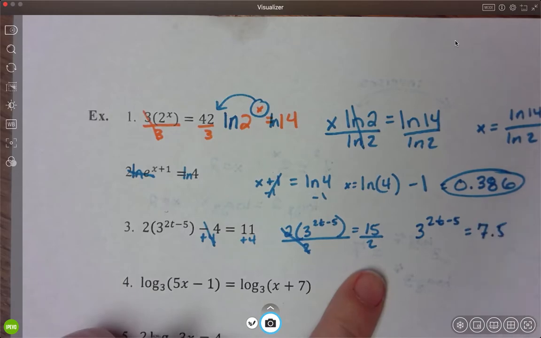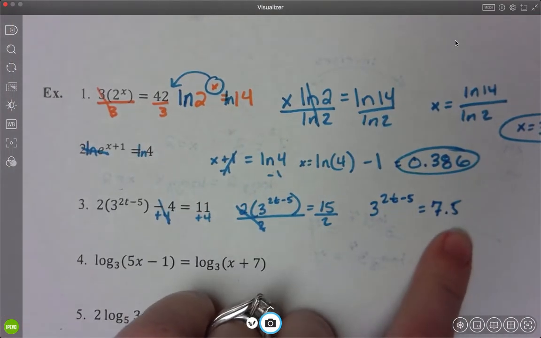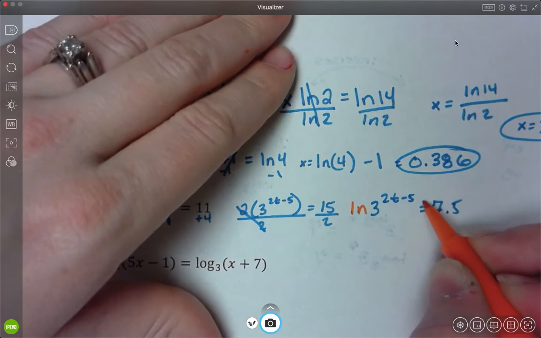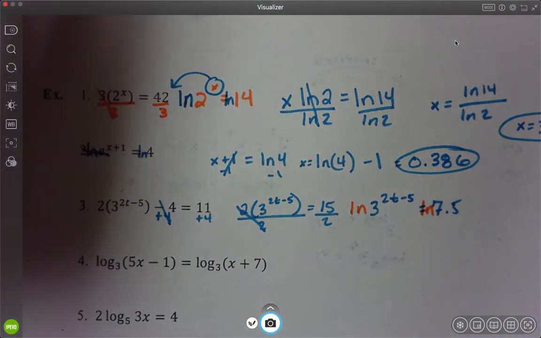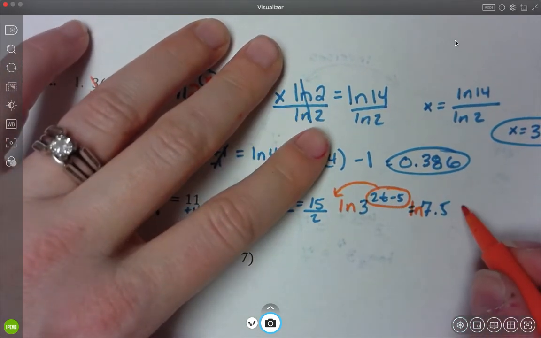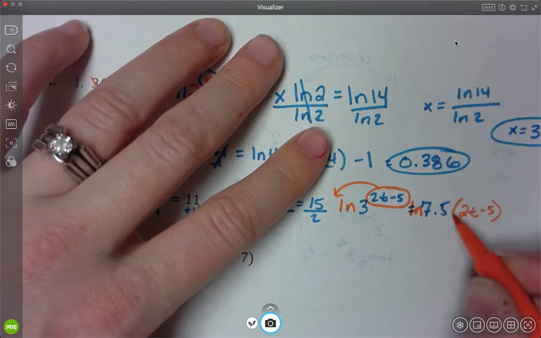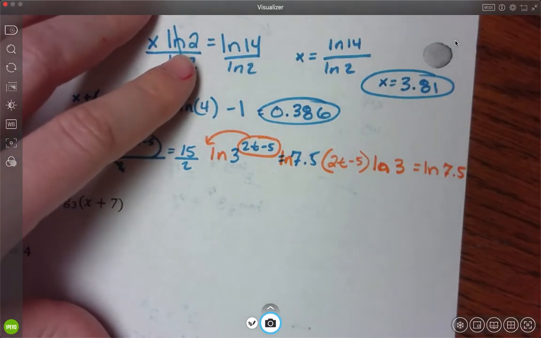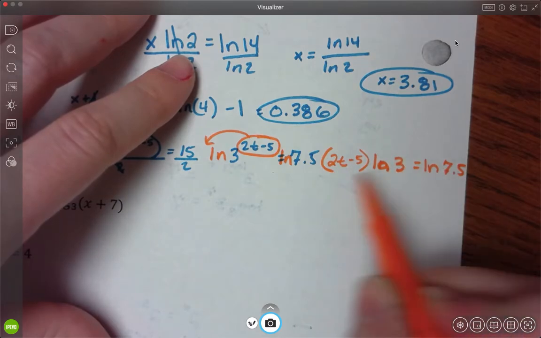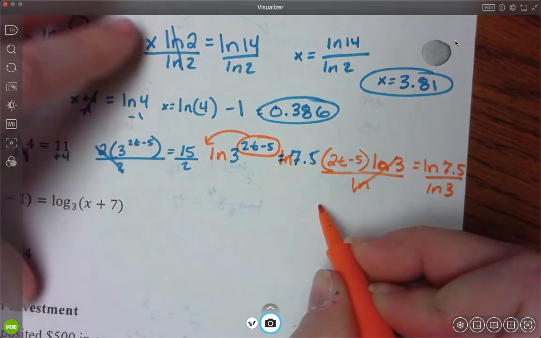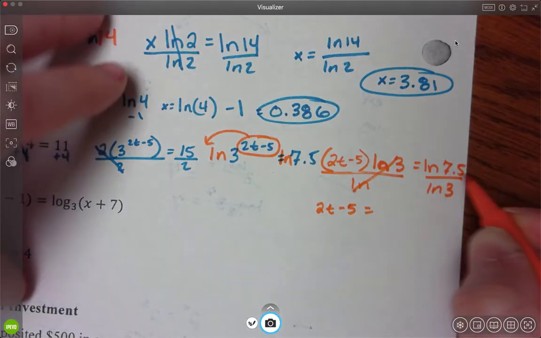Okay. Now, I can't get 3 and 7.5 to be the same base, like the 2 and the 32 on the front side. So I ln both sides, or you can do log base 10 of both sides, or whatever you would like to do. And by doing that, that allows me to bring this guy down in front. Okay, so I have 2t minus 5 times ln of 3 equals ln of 7.5. Okay, so that's what it will look like now. All right, now, if I'm trying to solve for t, I'm going to divide the ln of 3 over to the other side. So I have 2t minus 5 equals ln of 7.5 divided by ln of 3.